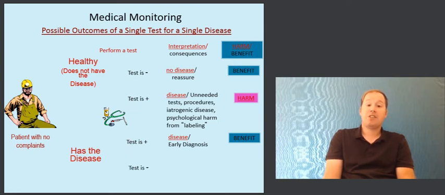The converse of this is a false negative result. That is, the person has the disease, but the test comes up negative. We walk away telling the person falsely, reassuring them that in fact they don't have the disease when they really do. This too is a harm.